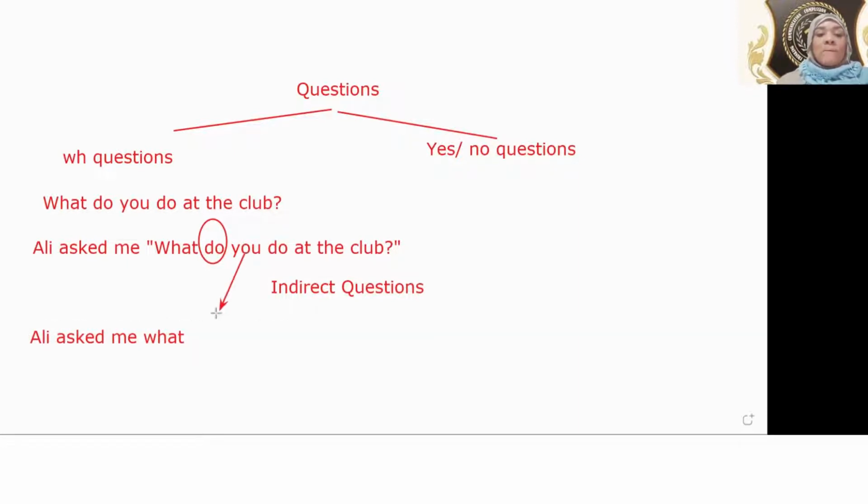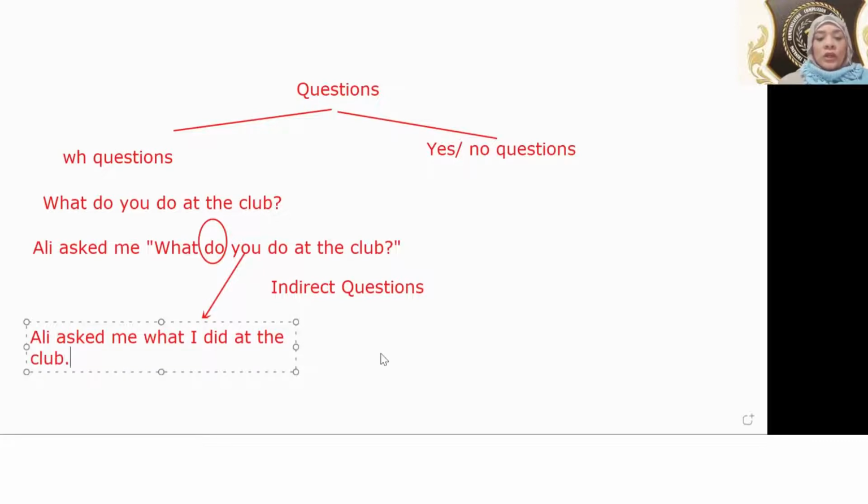I have to imagine Ali was standing in front of me in the direct question, so he said, what do you do at the club? But when I'm telling Hussam, now Ali is not standing in front of me. So Ali asked me what, you will be I. So what I, and then here do is in the present simple. I will change it into past simple. Excellent, exactly. What I did at the club.